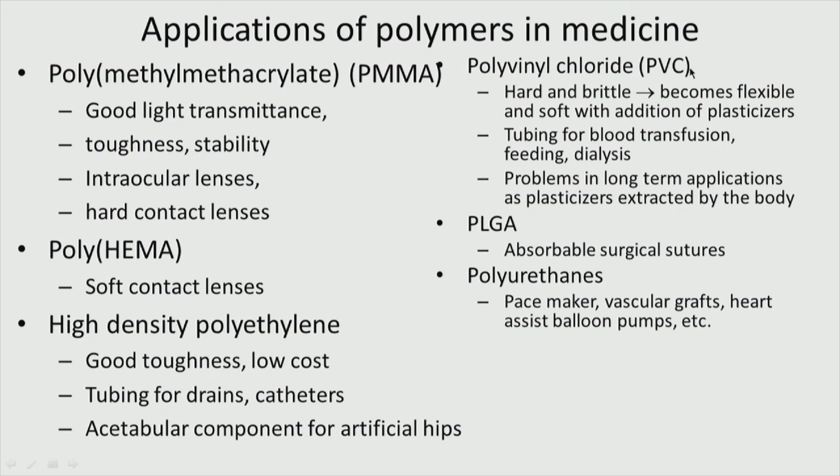Then comes polyvinyl chloride. This is an extremely inert, smooth material. It is hard and brittle, but it becomes flexible and soft by adding plasticizers. As you know, the insulator on top of electrical cables is always PVC. It is used in blood transfusion, feeding, and dialysis.